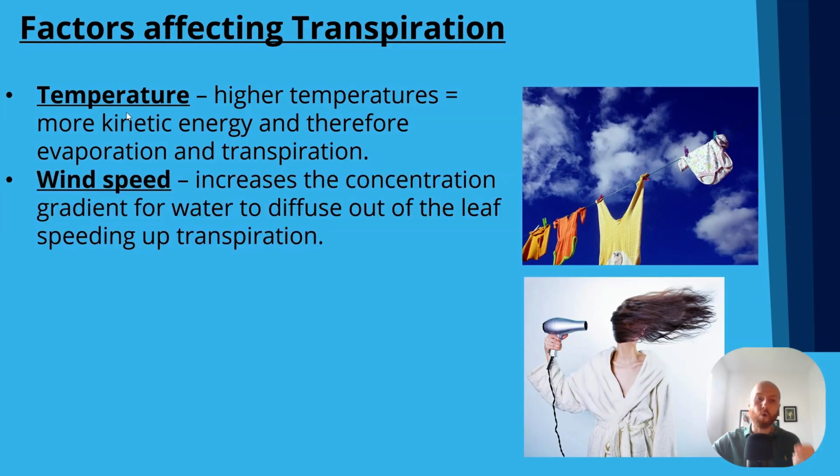Now, wind speed also can speed up transpiration. This increases the concentration gradient for water to move out of the leaves, because as we blow that water vapor away from the leaves, there's a concentration gradient in place. And on the right-hand side, I've shown some washing drying on a washing line. You can imagine if we have a really hot day with a high wind speed, it will dry far quicker. And this is also how hairdryers are designed, because they have hot air moving the water and water vapor away from the hair to maintain a concentration gradient and dry it quicker.